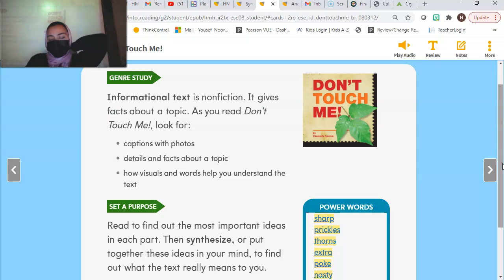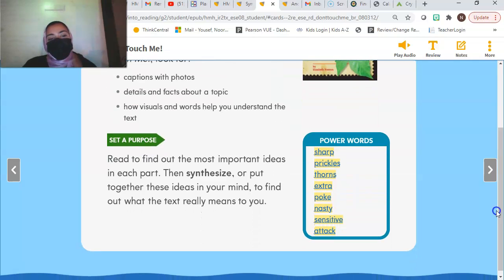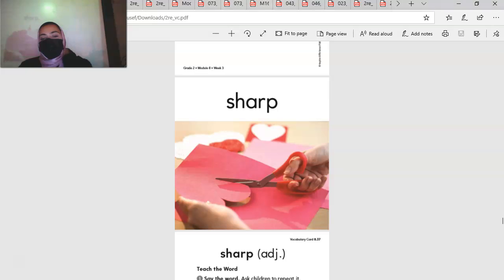And then we're going to look for details and facts about the topic and how visuals and words help us understand the story. So read to find out the most important ideas in each part. Then we're going to synthesize or put together these ideas in our mind to find out what the text really means to you. We are going to do an activity after this that requires you to know what the story is about. So if I were you, I would pay very close attention. Before we start reading, we're going to go over some really important vocabulary words. We're going to do it real fast because I'm sure that you guys know what most of these words mean.